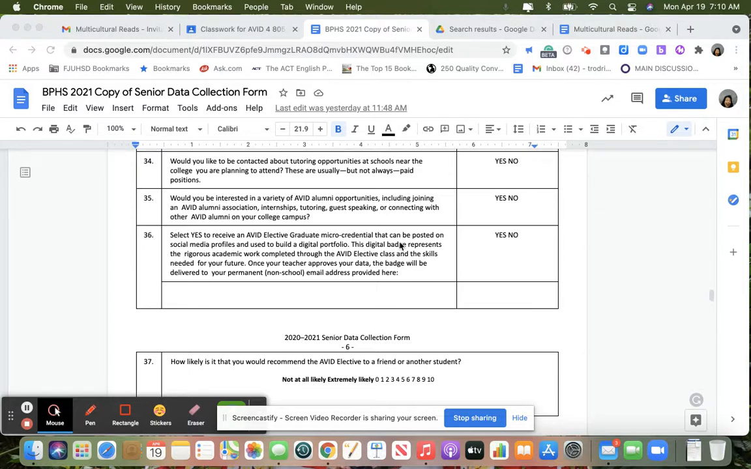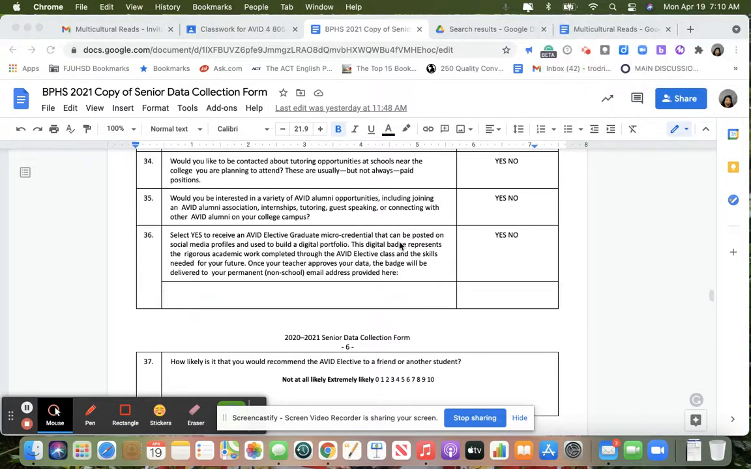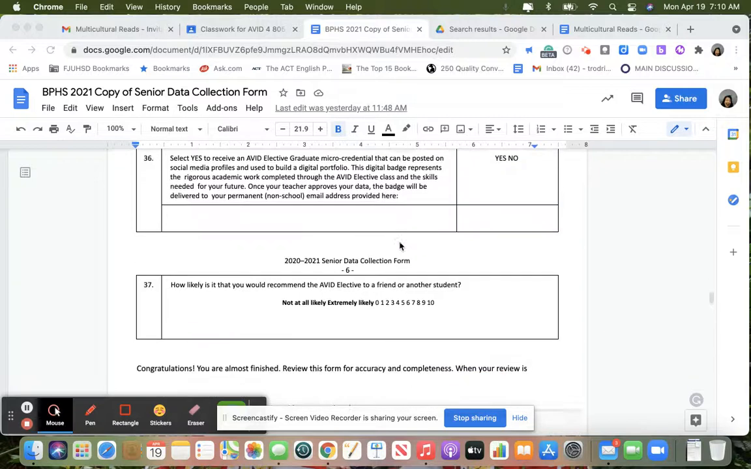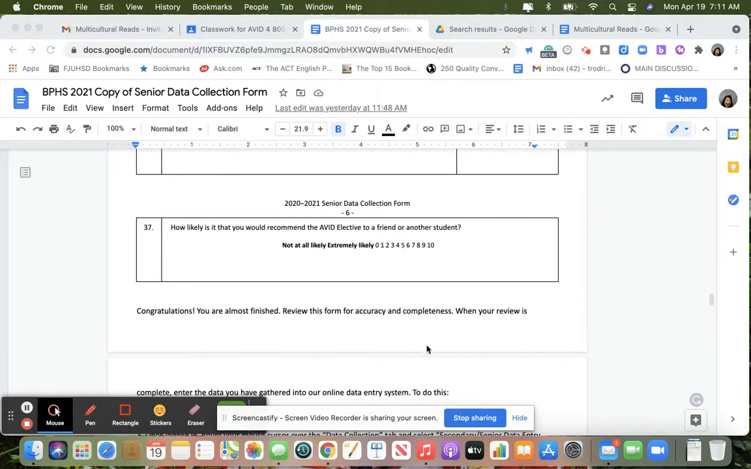And then again, your last one is, would you like to receive a micro-credential that can be used for a digital portfolio. And especially given where we're at now in terms of COVID and schools, internships, graduate school applications, I would definitely check yes. It cannot hurt you to have that on your diploma. And that is it, quick and easy.